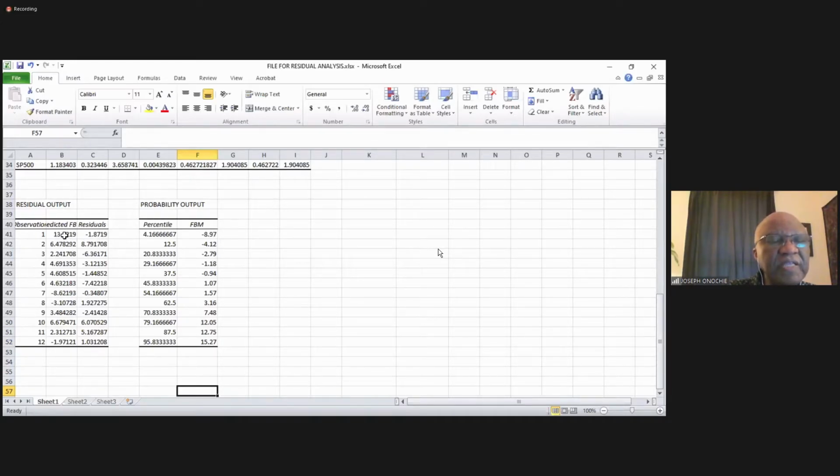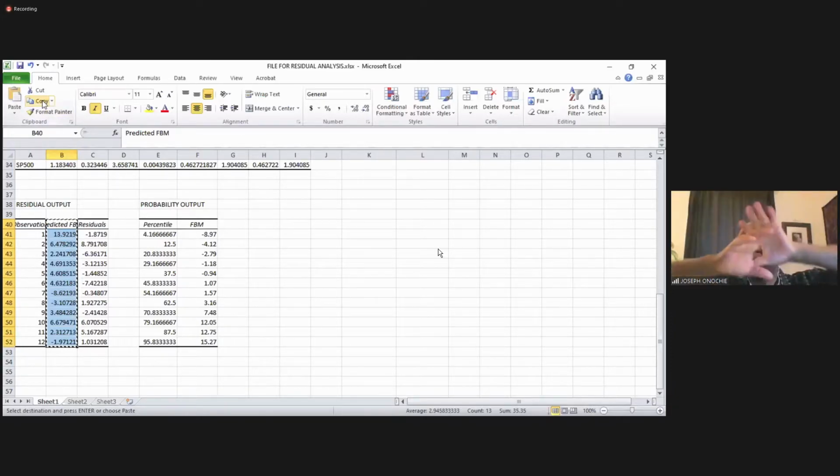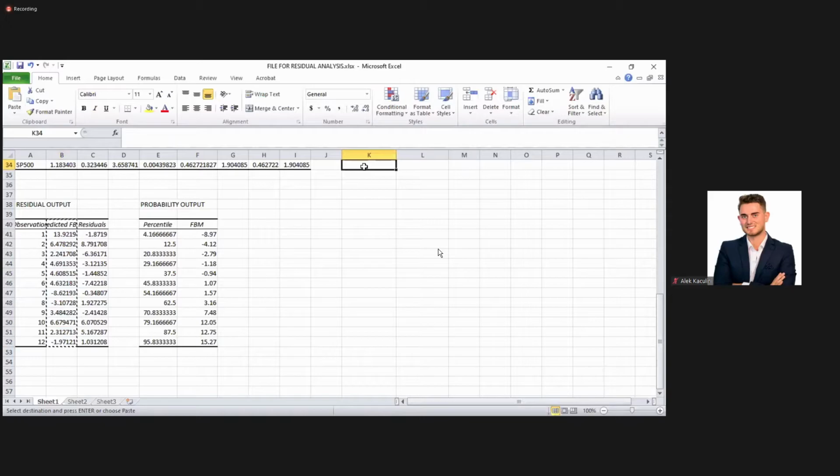Look at the predicted Excel gave me. Again, let me copy this predicted that Excel gave me. It's going to be slightly different, Professor, because Excel goes to 12 decimal places, right? Okay. So you do remember your Excel and your OLS.